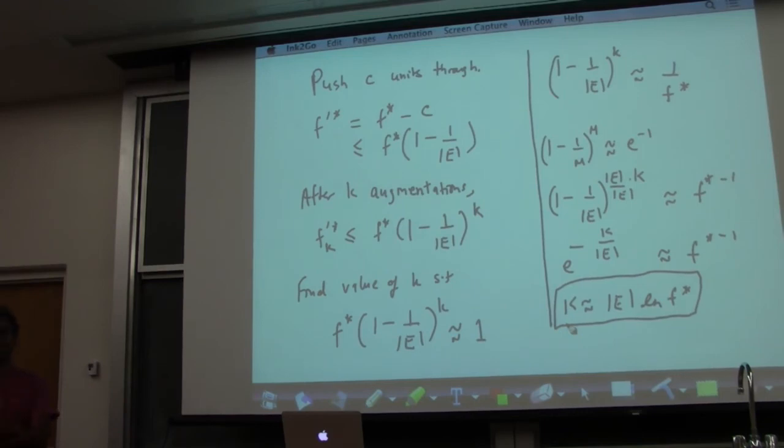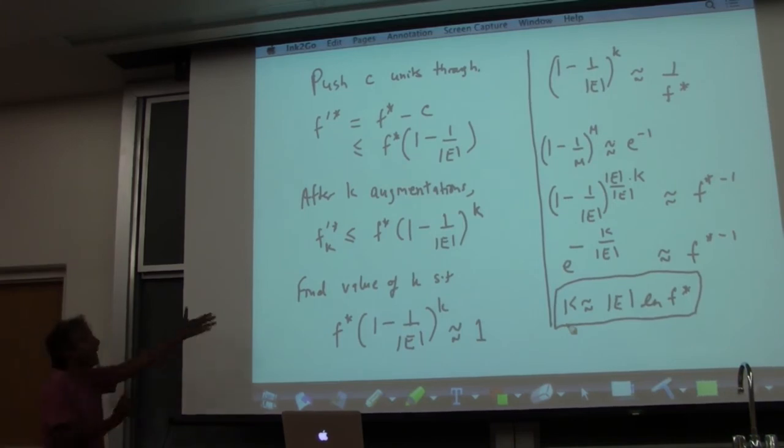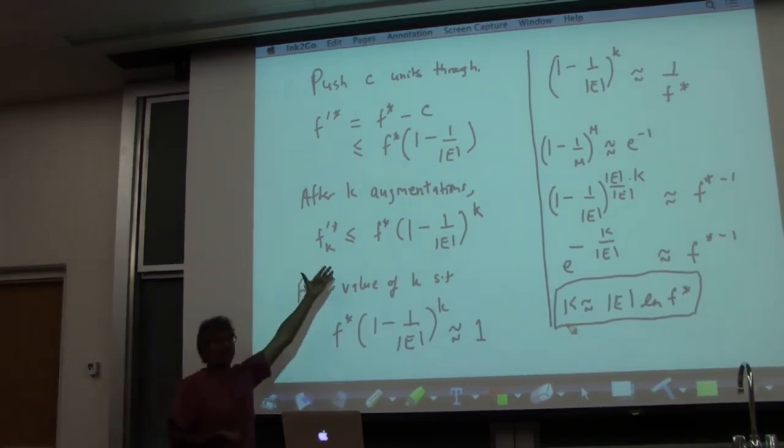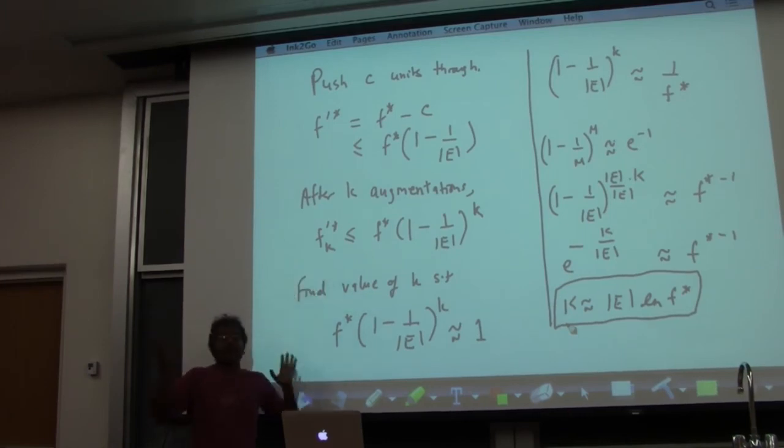So why at the very bottom do you have f star times 1 minus 1 over e to the k approximately equal to 1? I desire this because I want to know when this process will stop. It has to stop somewhere. It's only going to stop when I have a constant number of units of flow left, because then at that point I don't care what Ford Fulkerson is. If I only have a constant amount of flow left in the graph, then I know Ford Fulkerson can do it. It can do a constant number of iterations.